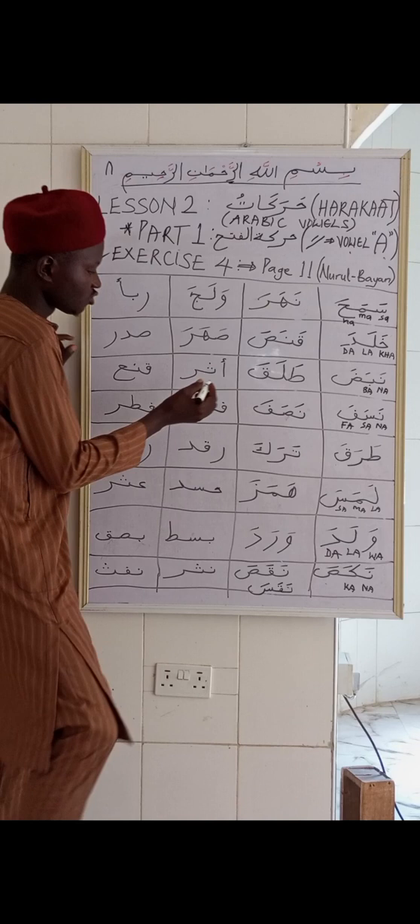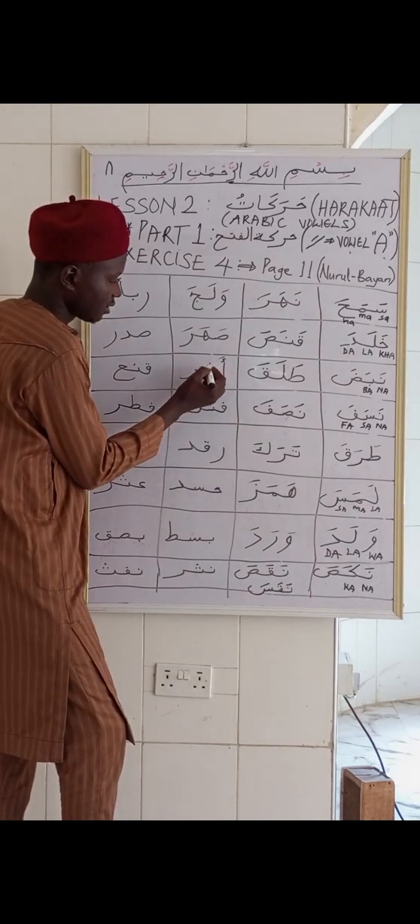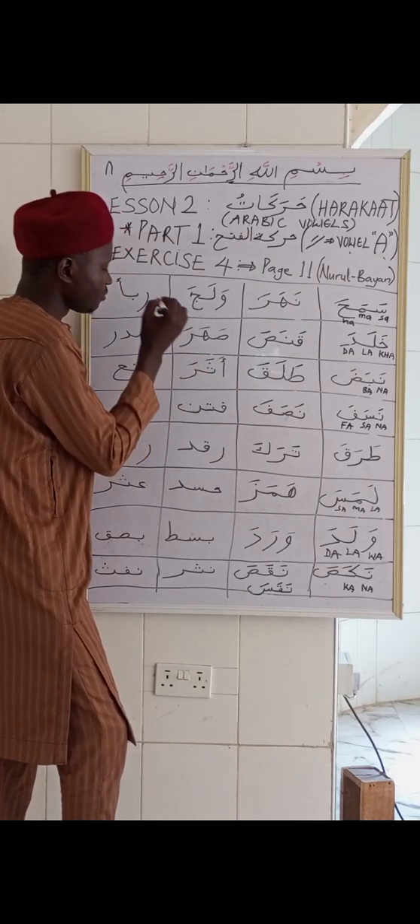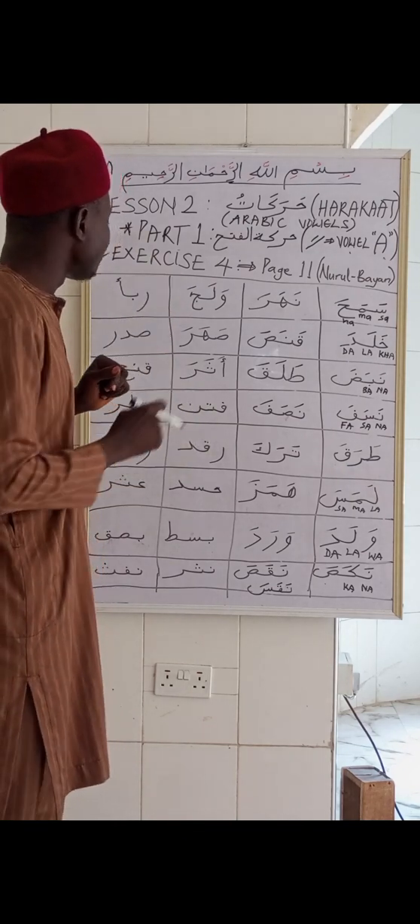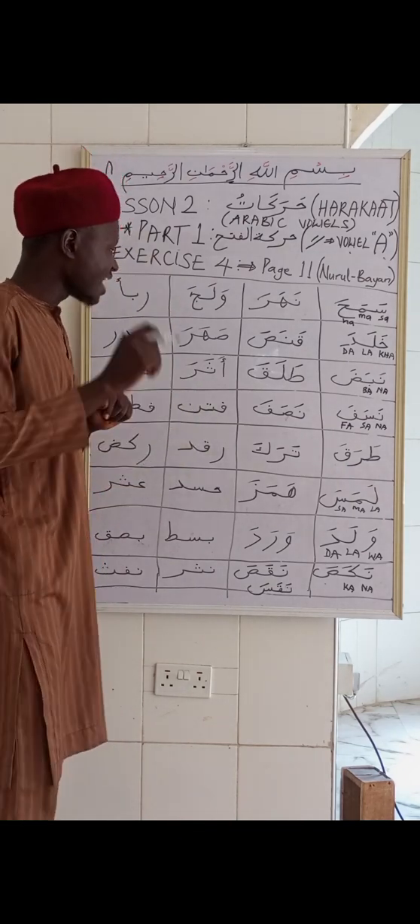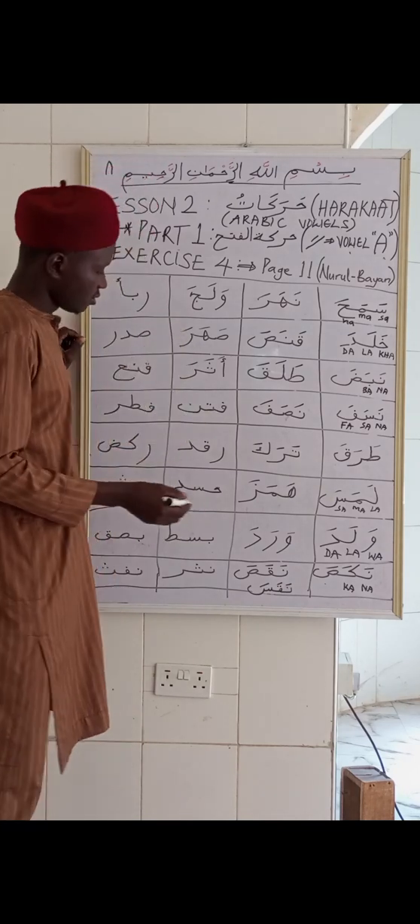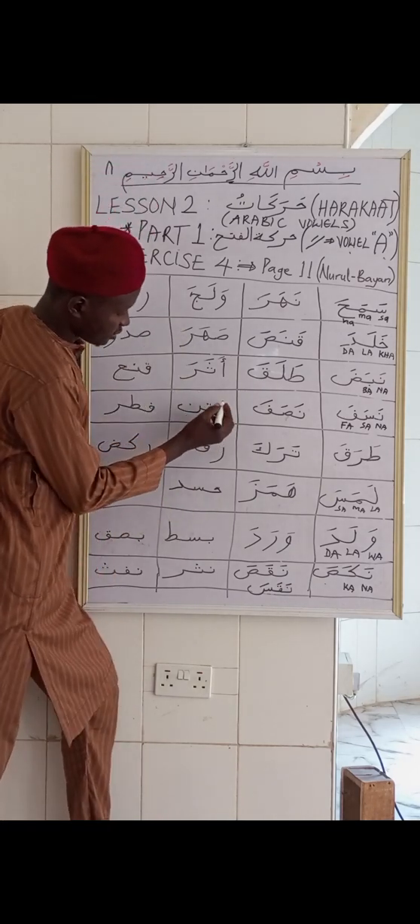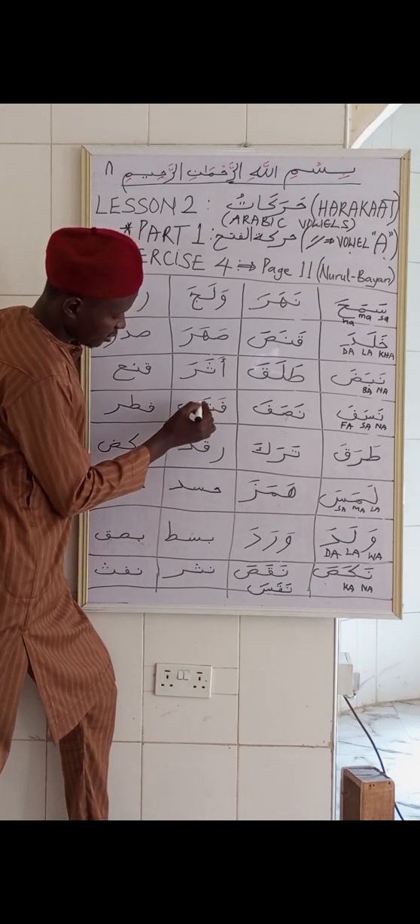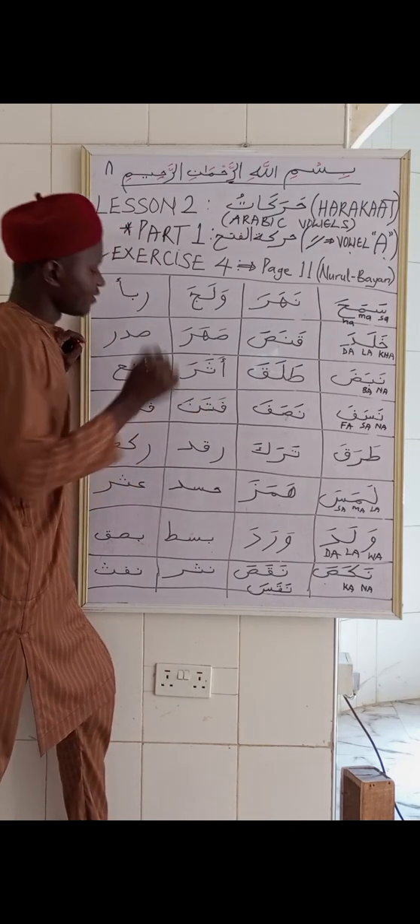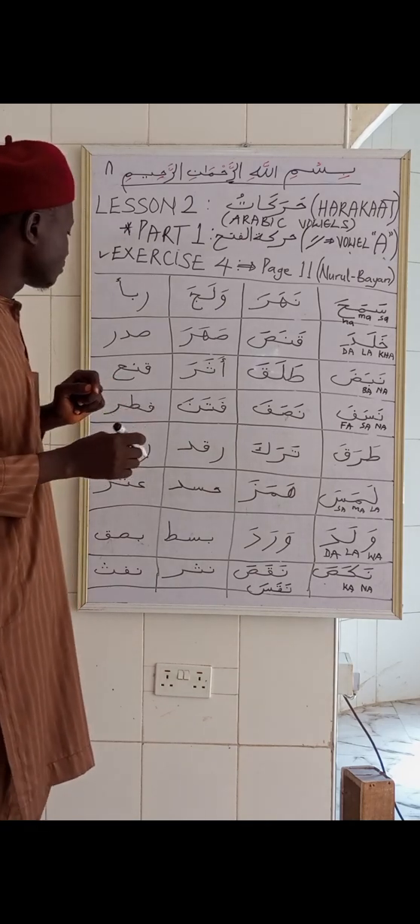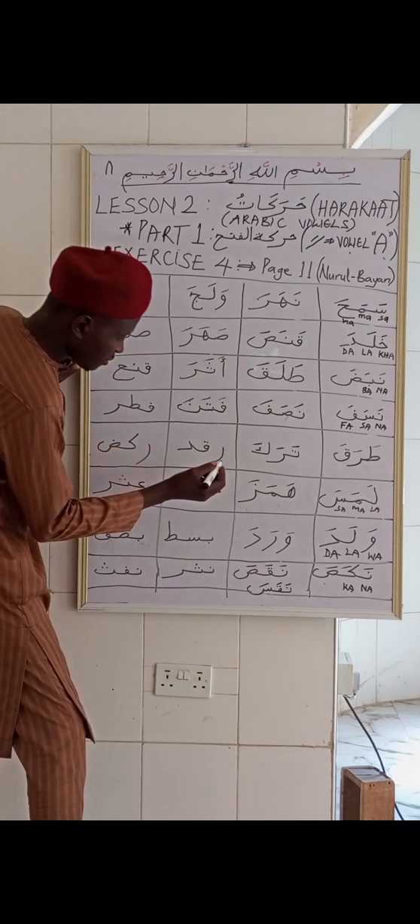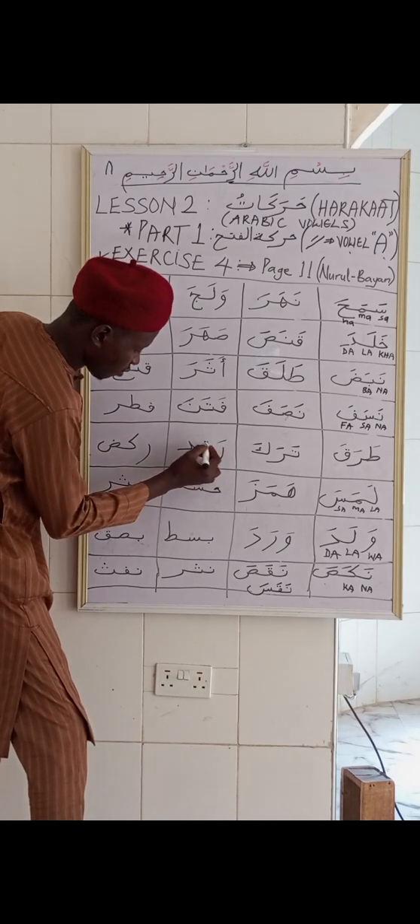So this one is going to be what? Atharo. Beautiful. Say it again. Atharo. Okay. This is going to be what? Fatana. Okay. This is going to be what? Rokoda.